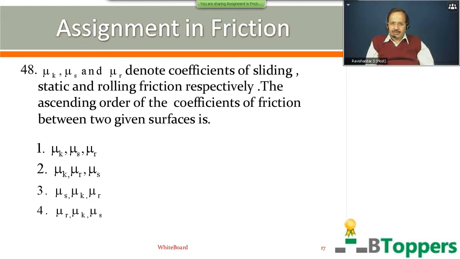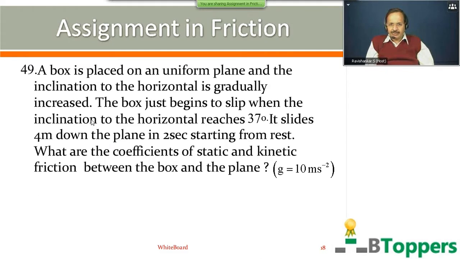In case you need more time to answer the question, you can take a pause and take your time. See question number 49. A box is placed on a uniform plane. The inclination to the horizontal is gradually increased. The box just begins to slip when the inclination to the horizontal reaches 37 degrees.